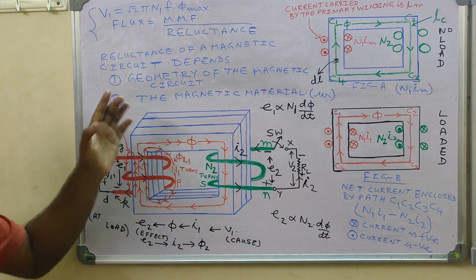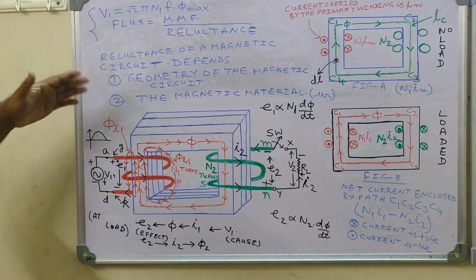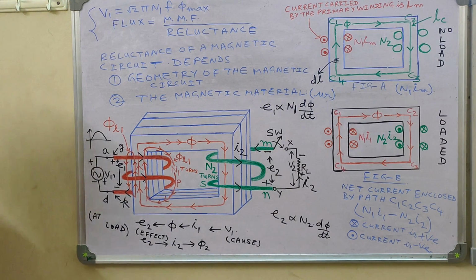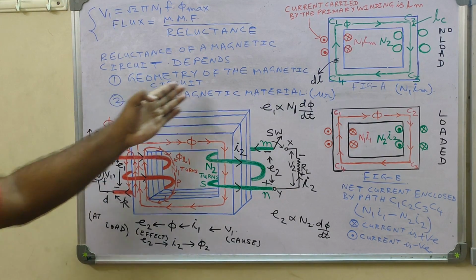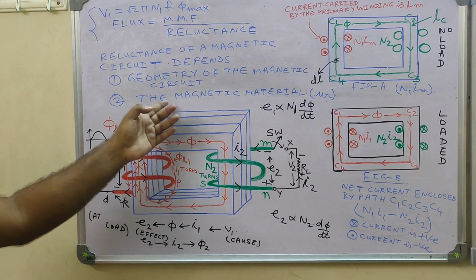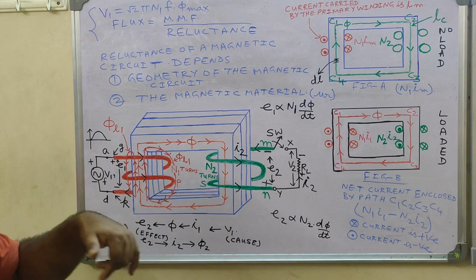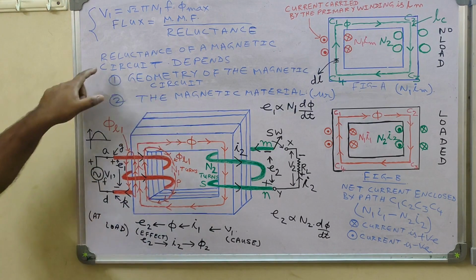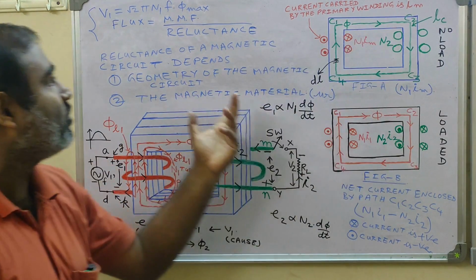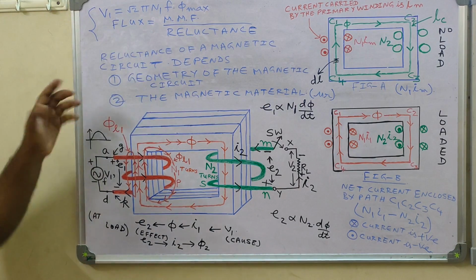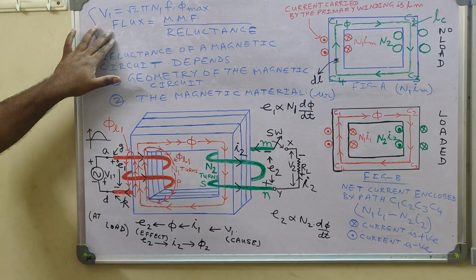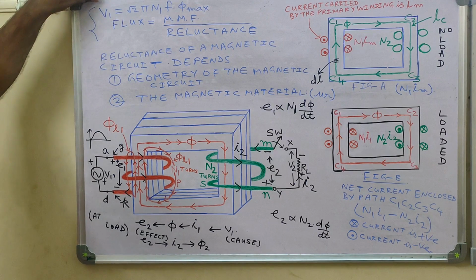What are they? Reluctance of a magnetic circuit depends on two factors. What are they? The geometry of the magnetic circuit and the magnetic material. Magnetic material means the relative permeability mu r of the magnetic material. So these are not changing for the transformer. So reluctance is the same.